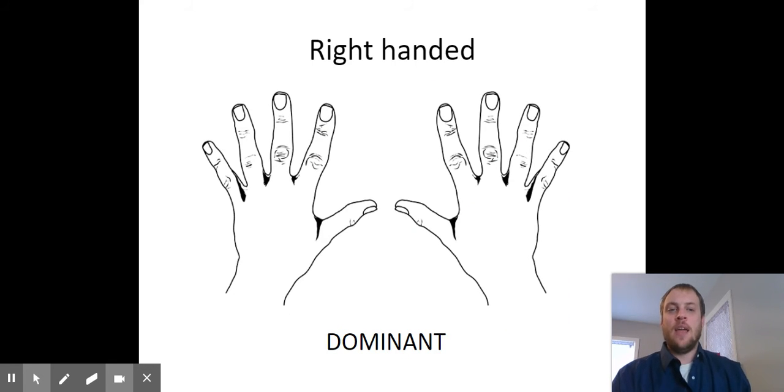Now, if you are right-handed like myself, that is the dominant version of the trait. So left-handed, in this case, is recessive.